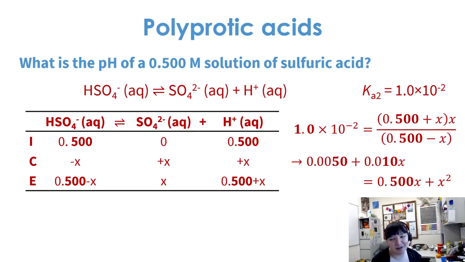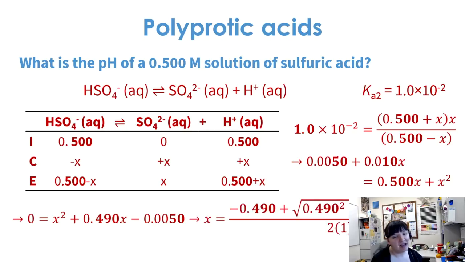Then I can combine some like terms. I want this to look like the proper format to plug into the quadratic formula. So I'm going to need to put all of my x's together and all of the x squareds together. It gives me this equation of 0 equals x squared plus 0.490x minus 0.0050. Now this is ready to go into the quadratic formula. I have my b as 0.490, c as negative 0.005, and a as just 1. Going ahead and solving for that, I find that x is equal to 0.01.